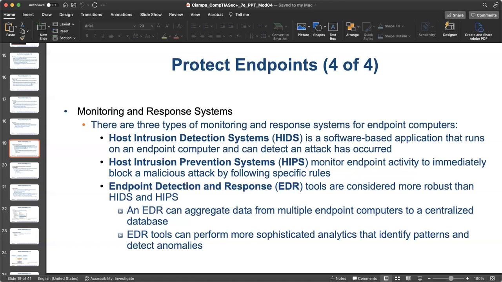First one is a software-based application that runs on any endpoint and can detect that the attack has occurred. The primary function of the HIDS is automated detection, which saves someone from sorting through log files to find the indication of an unusual behavior, which we just discussed, right? HIDS can quickly detect evidence that an intrusion has occurred.